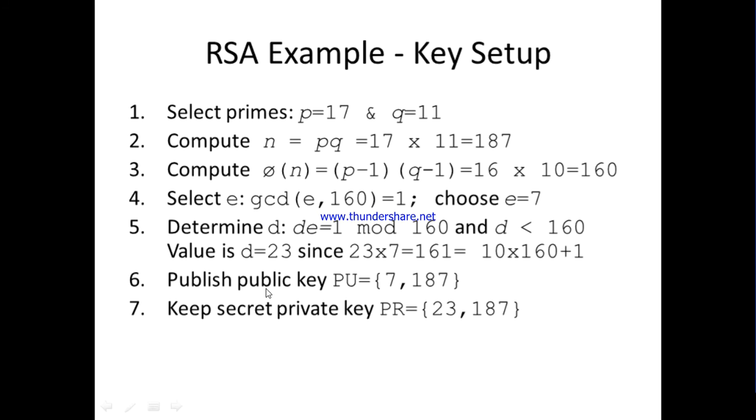Now what are the keys? The public key is E comma n, where E is 7 and n is 187. Similarly, the private key is D comma n, where D is 23 and n is 187.